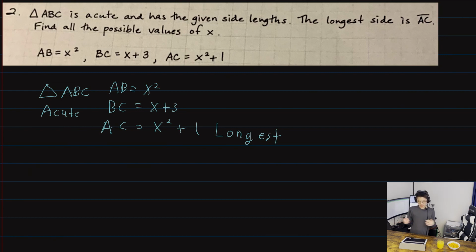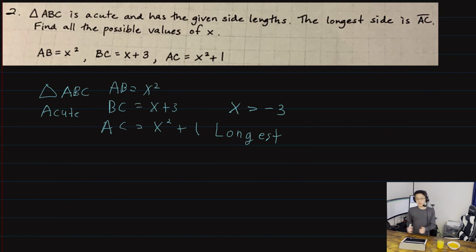So let's get started. The first constraint is that all of the side lengths must be positive. Well, AB and AC are positive guaranteed, but BC has to be positive. So therefore, x must be greater than -3. Okay, so moving on. Our next constraint is that AC must be the longest side.